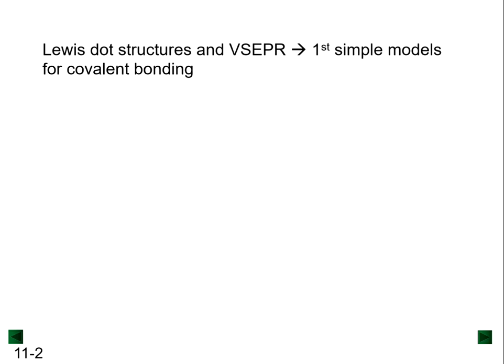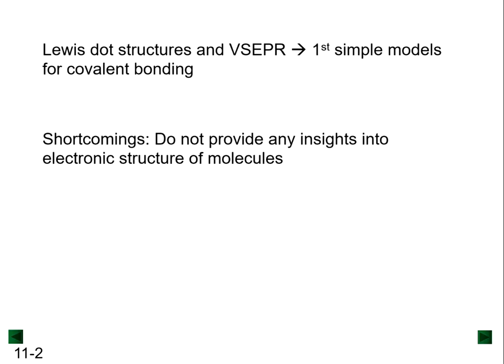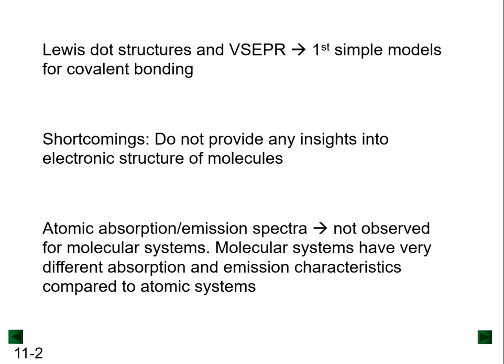These methods are very useful for organic compounds. But even for organic compounds, there are shortcomings. These models don't provide any insight into the electronic structure of molecules. In particular, atomic absorption and atomic emission spectra are not observed for molecular systems. Molecular systems have very different absorption and emission characteristics compared to atomic systems.